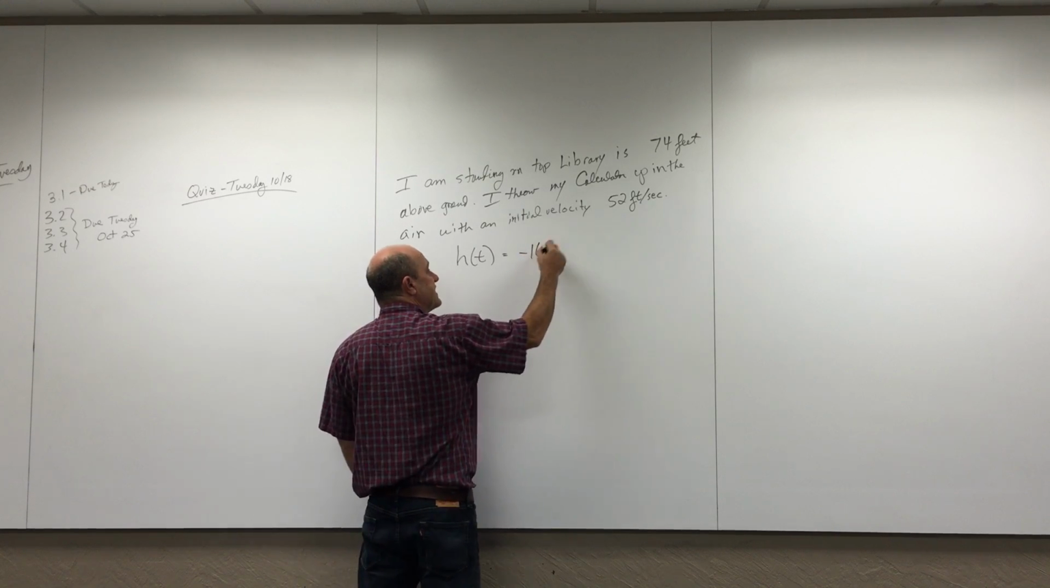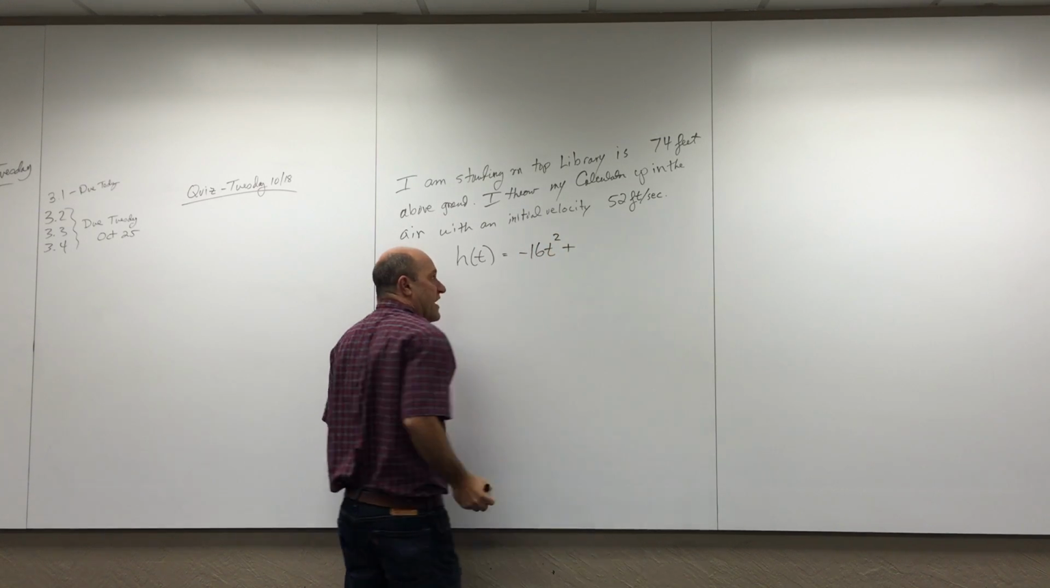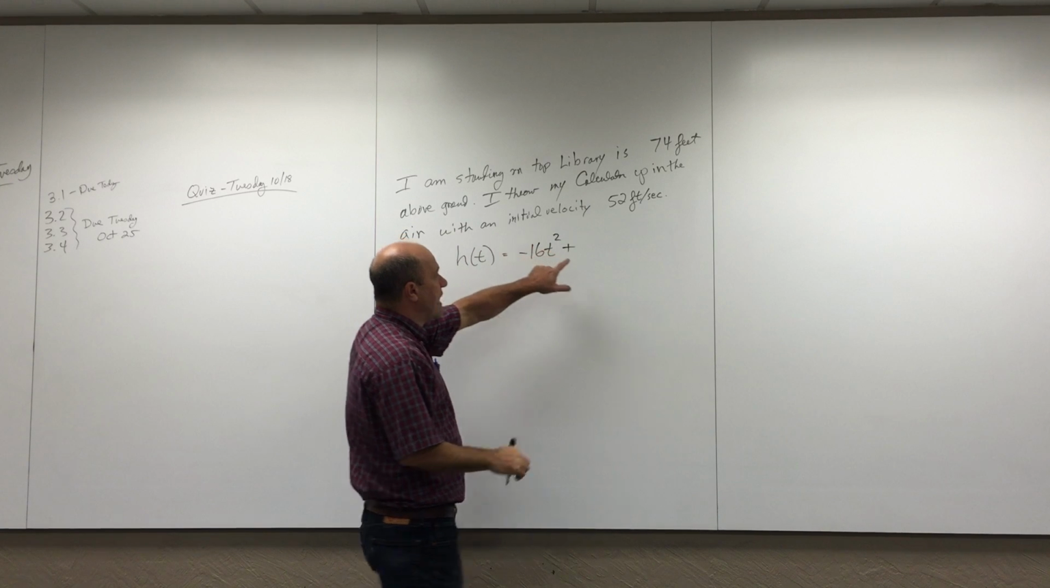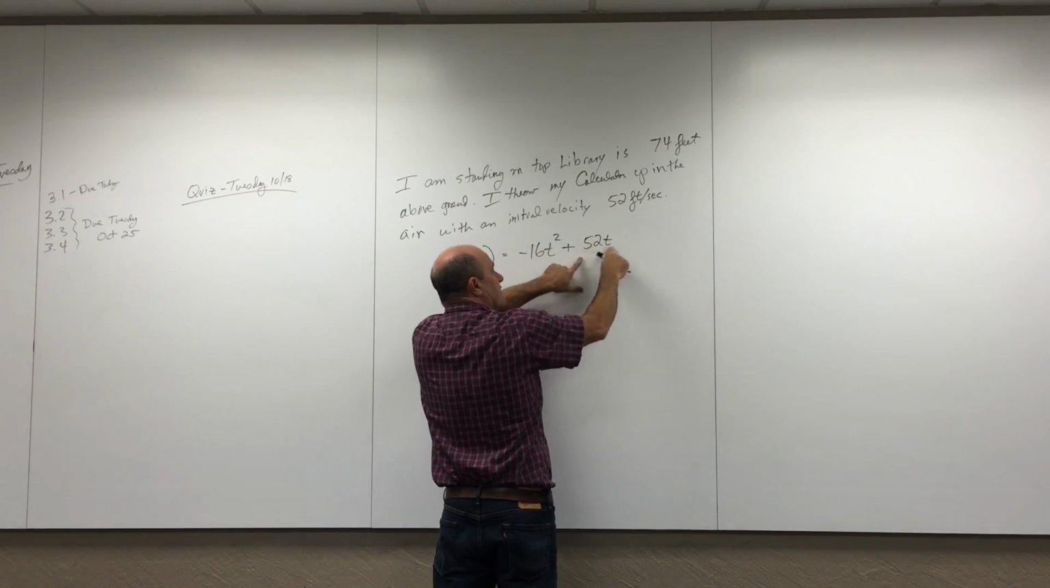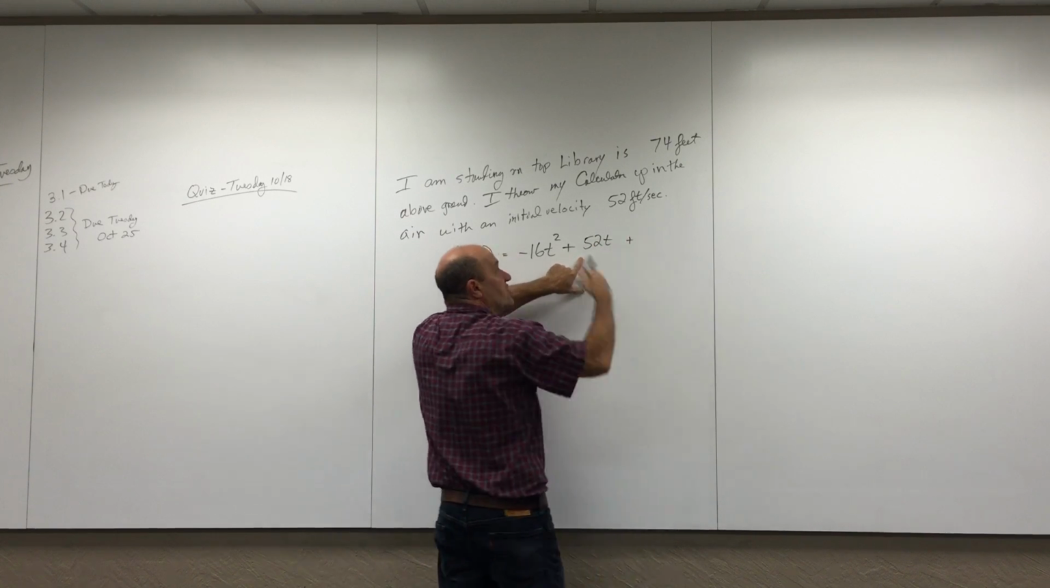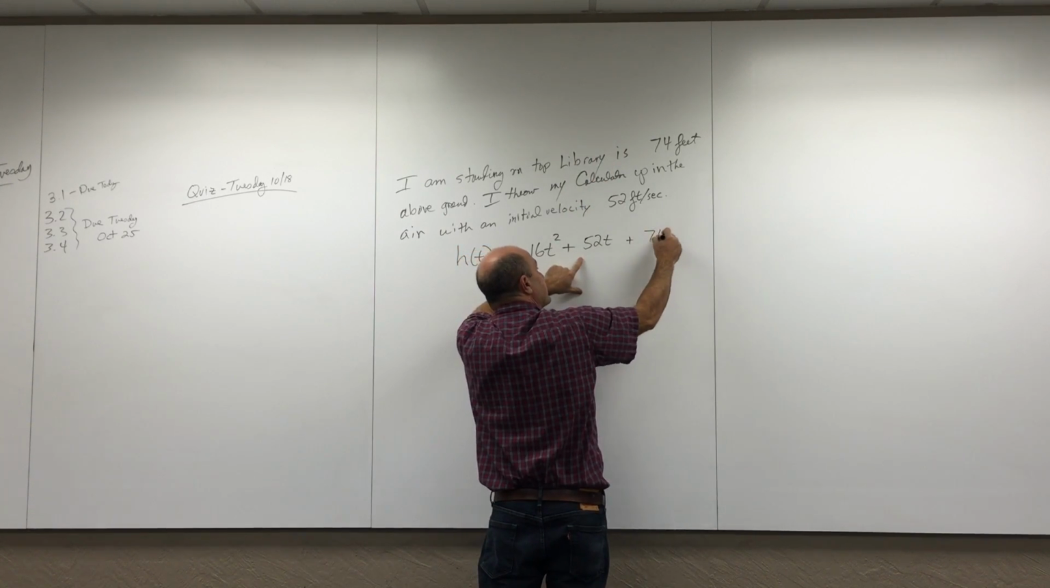It's negative 16 t squared. And then the initial velocity goes right here times t, so that's 52t. That's that initial velocity. And then that initial height goes next. That's 74.